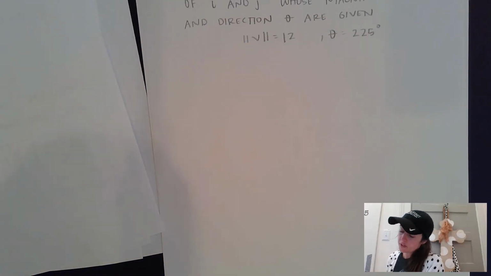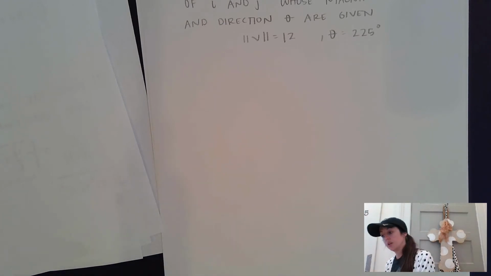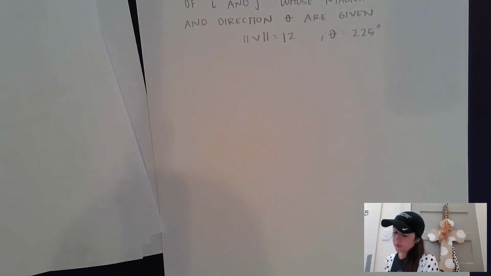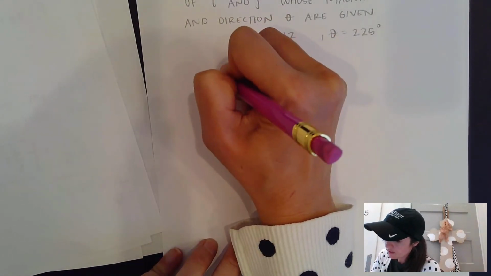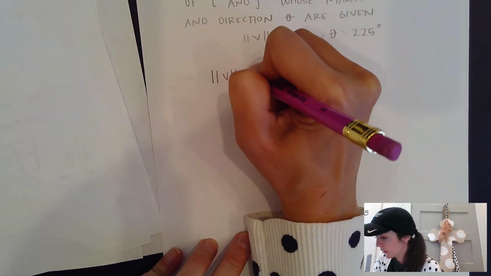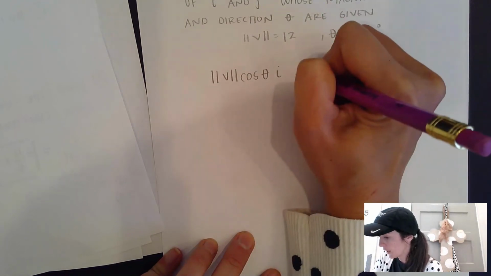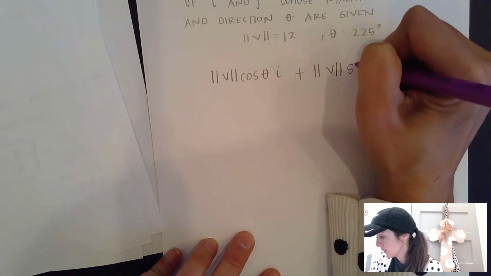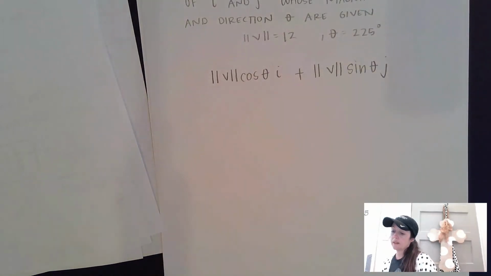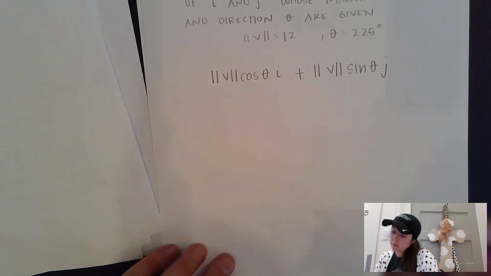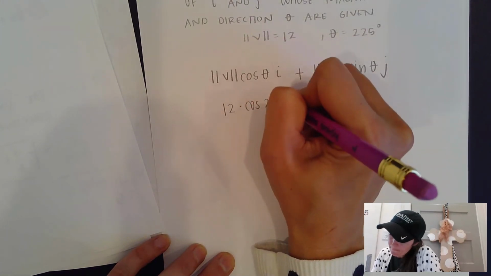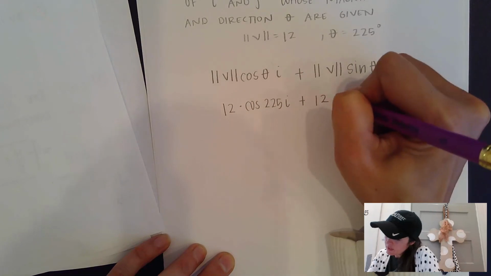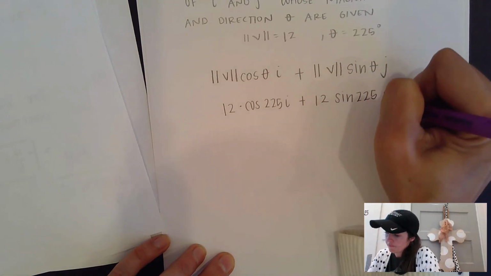All right, last one. It says write the vector v in terms of i and j whose magnitude v is given and the direction theta are both given. Okay, so for this one we will have the magnitude v cosine of theta will be your i, plus the magnitude v times sine of theta, j. And so you will plug those in, so we'll have the magnitude of 12 times cosine of 225, and then 12 times sine of 225, j.